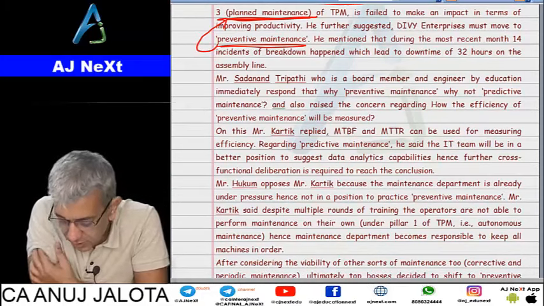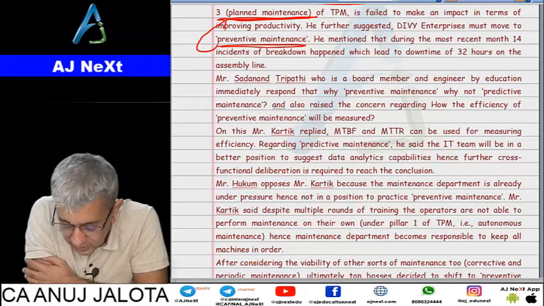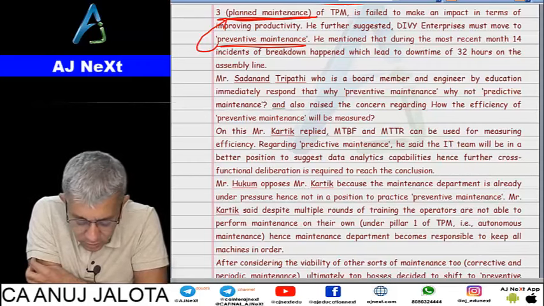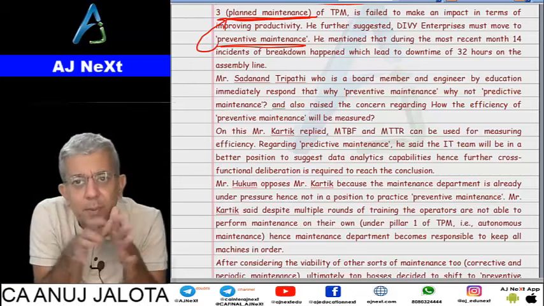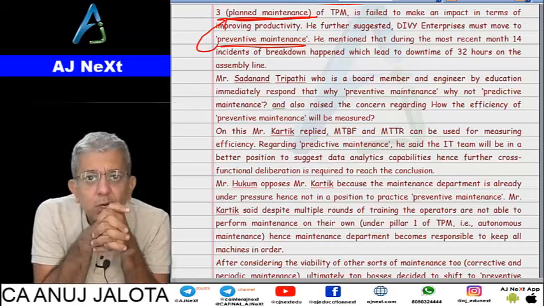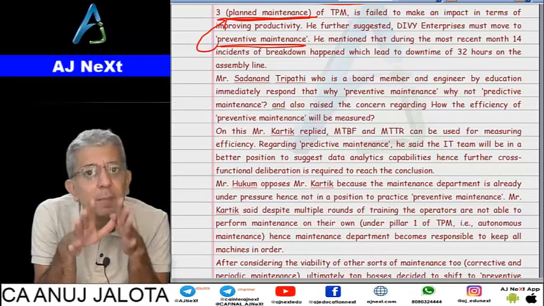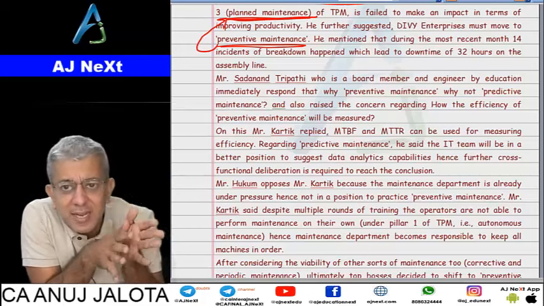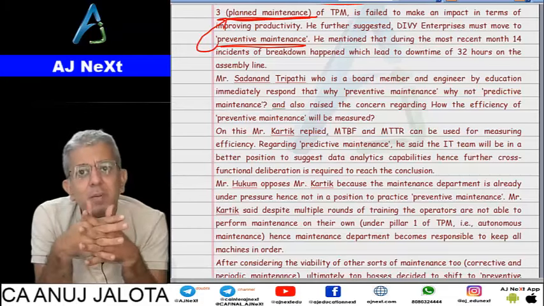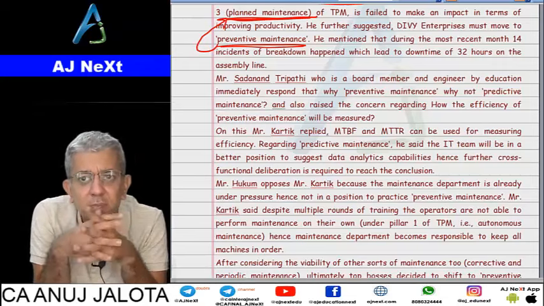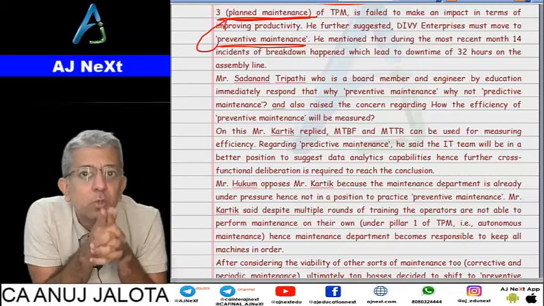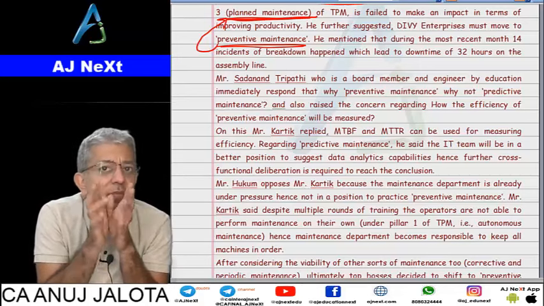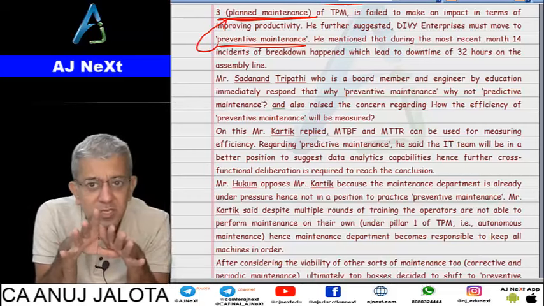Regarding predictive maintenance, he told, IT team will be in a better position to suggest the data analytics capabilities. And hence further, cross-functional deliberation is required to reach the conclusion. So what he is saying is that I will not be able to comment much about that predictive maintenance, because the IT team will be in a better position to give you that particular data. So that team along with some other team will require some kind of communication, which means cross-functional. And then they will be able to reach some conclusion. Do remember that predictive maintenance is a very costly affair. Your machines have to be such that they give you the data.